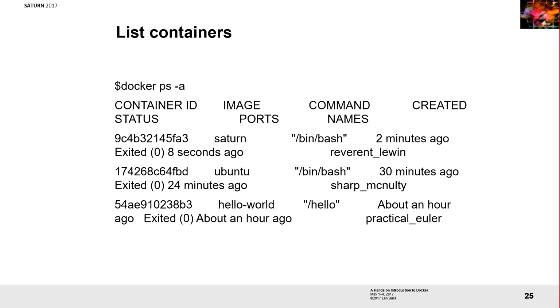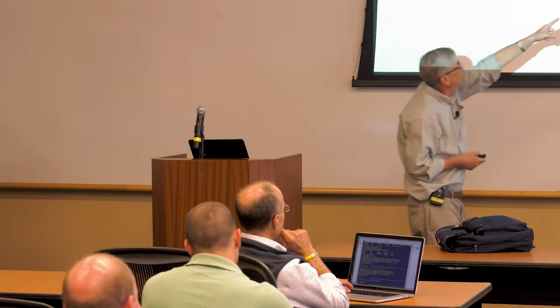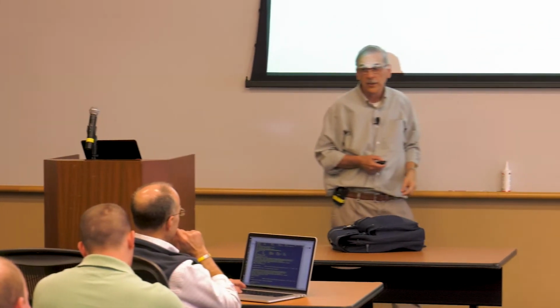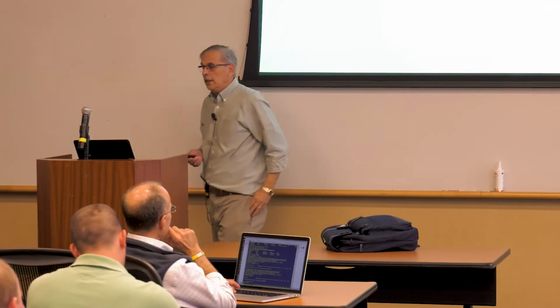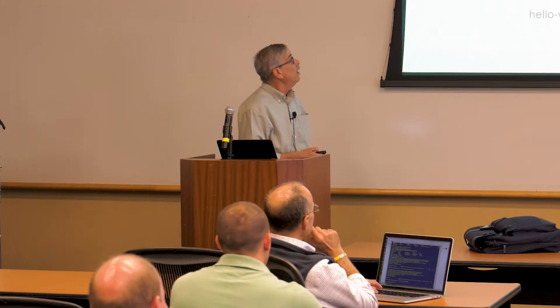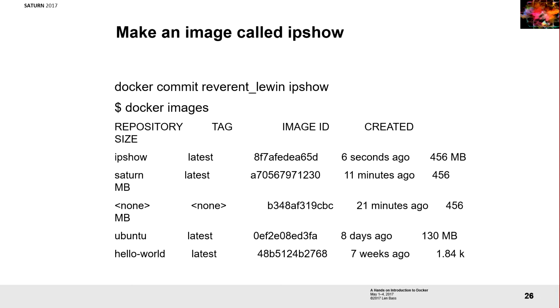So now we've loaded this. We do a Control D. We do docker ps again. Get a list of containers. I have a new one here. Oh, here it is. Then I give Reverend Lewin a name. So I commit Reverend Lewin, which was the last one that I have, and I give it a name, IP show.